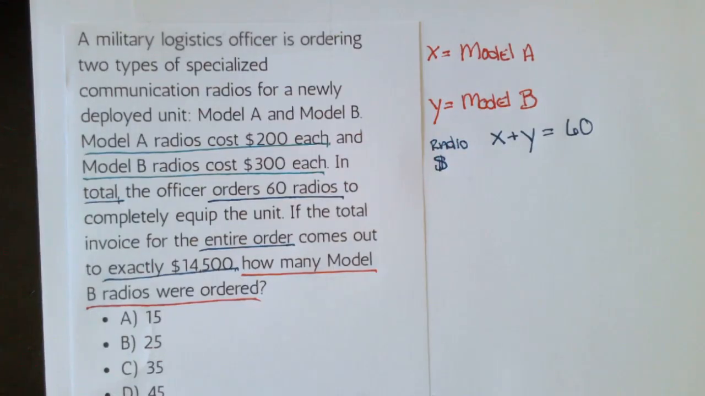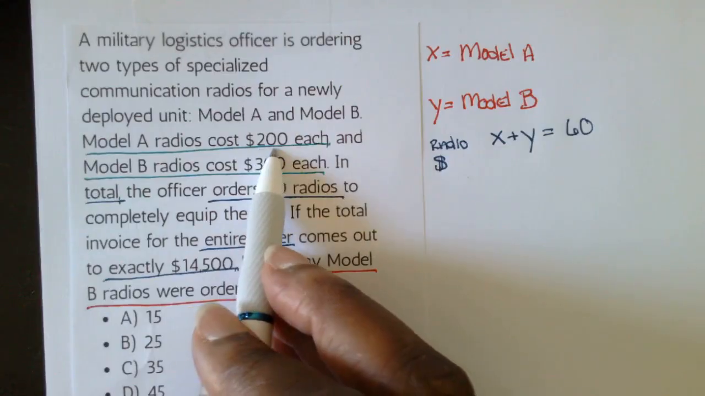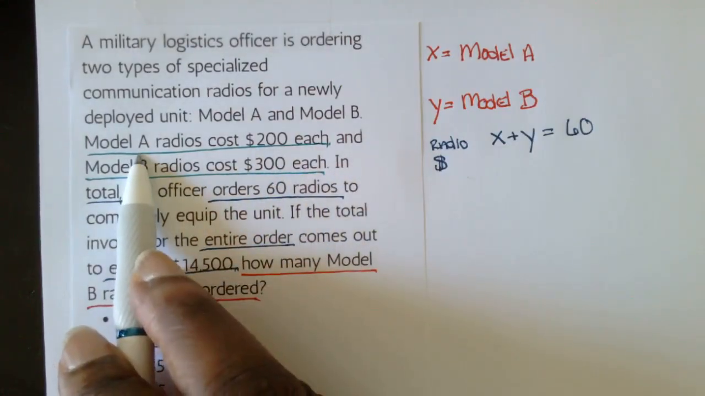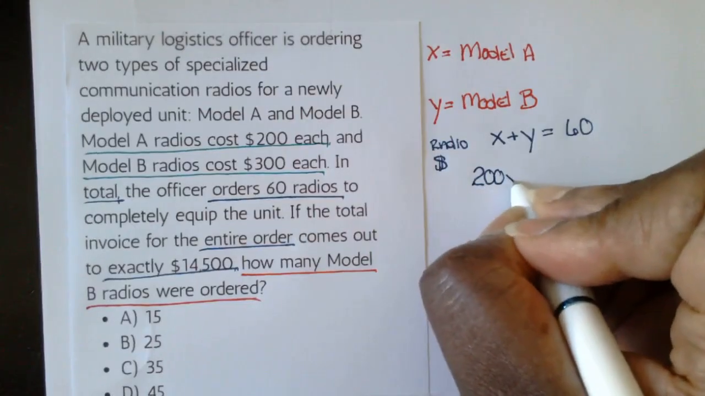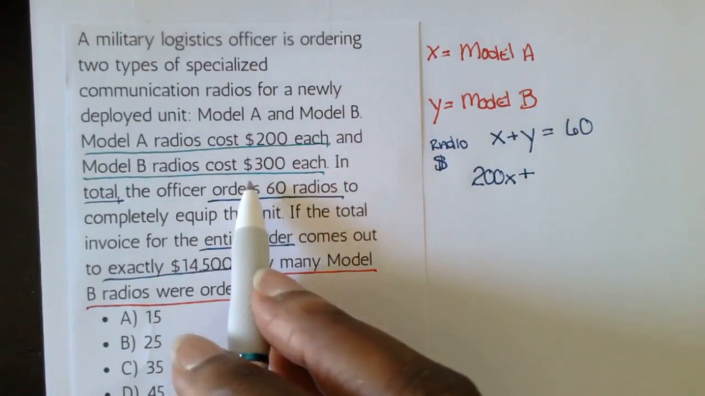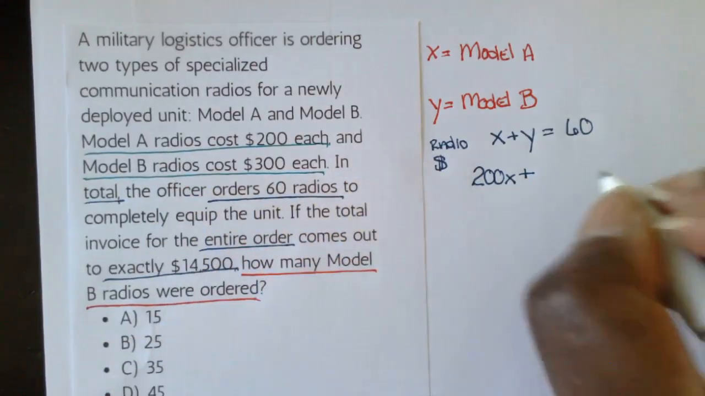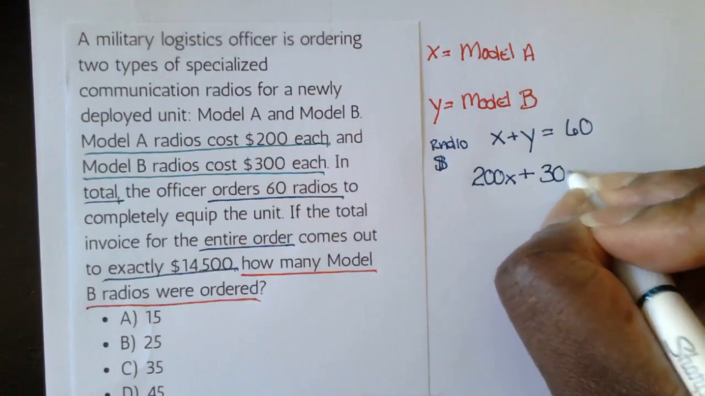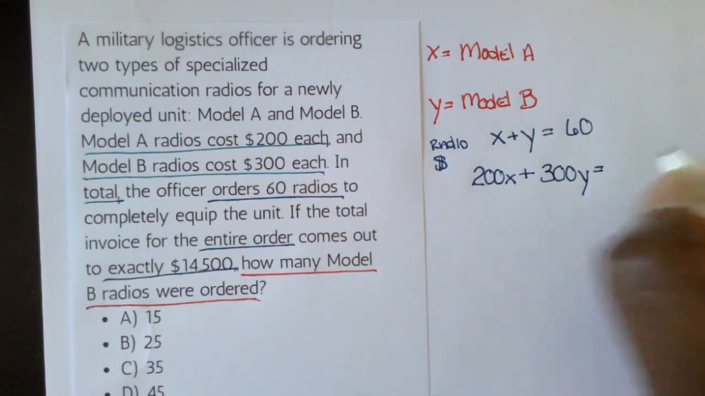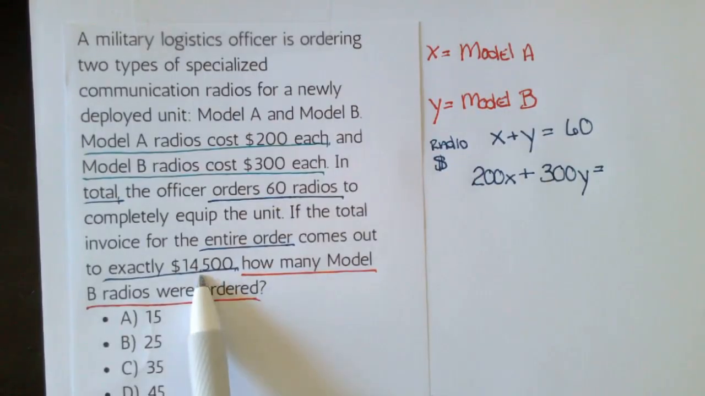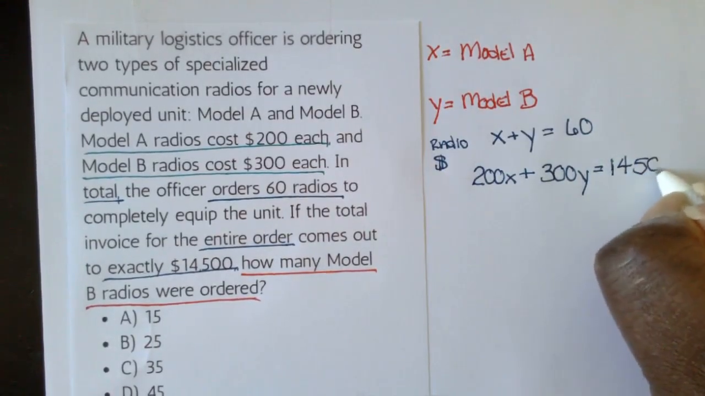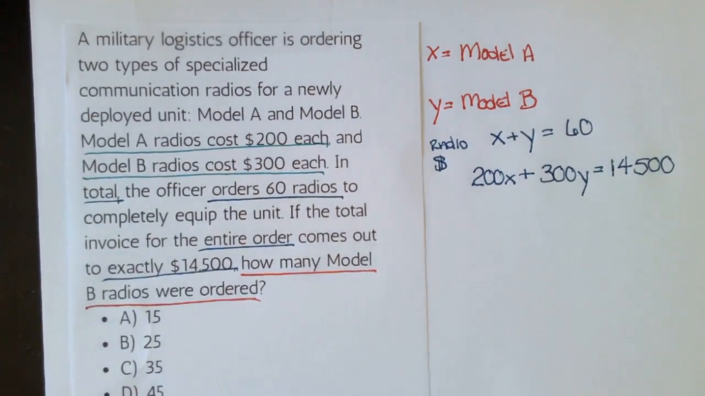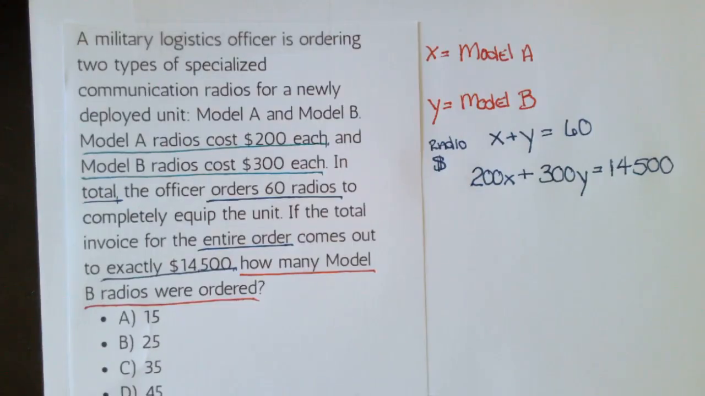Your second equation, by the way, is going to be about the money. So we said that it's $200 each for Model A, so we're talking about 200x. And if it's $300 each for radio B, that's 300y. And the total cost is going to be your $14,500. So what we have here, ladies and gentlemen, is a system of equations.